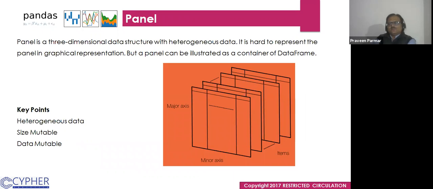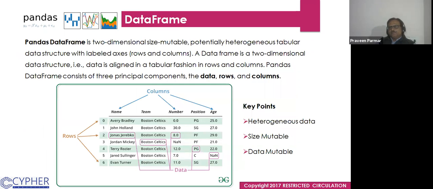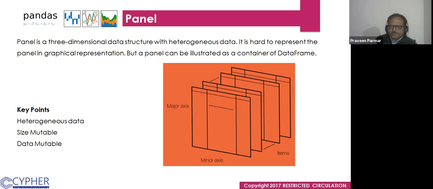This is the panel also, you see. It is just like a copy, as I have shown you, the diary notebook. Panel is a three-dimensional data structure with heterogeneous data. It is hard to represent the panel graphically, but a panel can be illustrated as a container of data frames, just like a notebook is a container of pages. So heterogeneous data, size mutable and data mutable. The same thing as the previous: data mutable, size mutable in the data frame also. In the panel also we could have size mutable and data mutable.